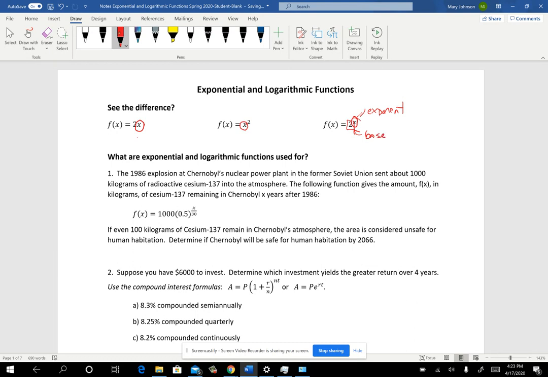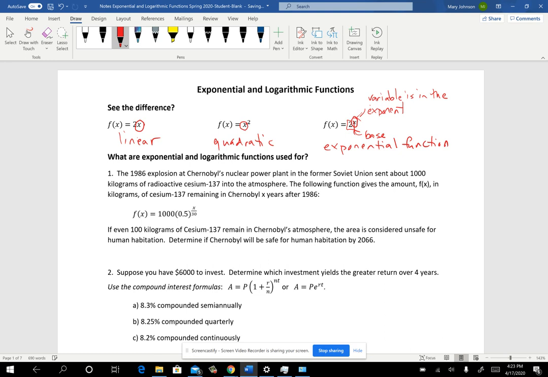Well, when the variable is in the exponent area, that means you're dealing with an exponential function. These other two are polynomials, special types of polynomials though. This one's linear and this one's quadratic. But those are both polynomials.